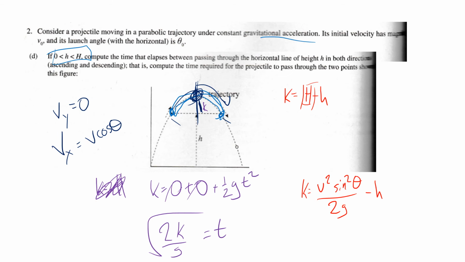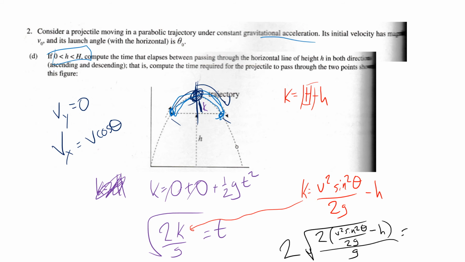All right, so we're going to stick this whole thing in for k. This is just so we could focus on one piece at a time. That's what that maneuver was. So we're going to have the big square root of 2 times (v squared sine squared theta over 2g minus h) all over g, all square root. That's almost right. The last thing we've got to do is throw a 2 out in front, equal to t.